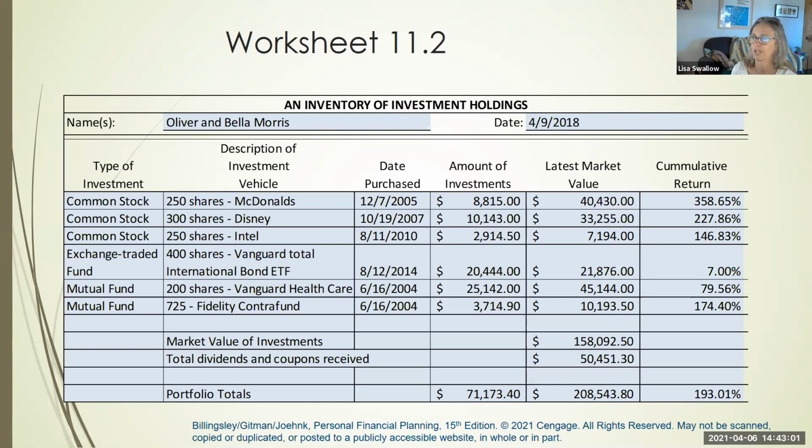Okay, so here's the scoop. First line, I've got common stock, 250 shares, McDonald's, that's a blue chip, right? It's been around for 70 years. I bought it in 2005. Can you guys calculate for me what he paid per share for that, please? What did you pay per share for his McDonald's stock in 2005?